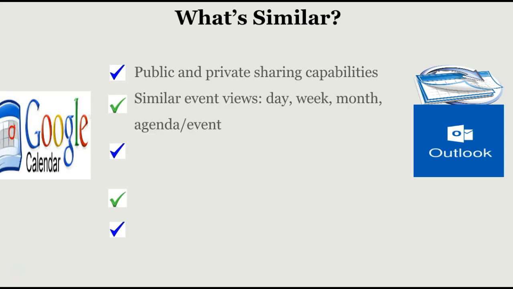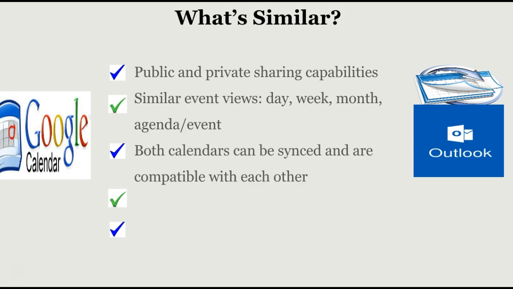Both of them have the same front view of the day, the week, the month, and the agenda or the event. Also, both calendars can actually be synced, and are very compatible with each other. For example, if you have an iPhone and you have an Outlook account and a Google account, if you update the Outlook calendar, those updates will most likely be reflected later on in a Google calendar. So these two are very compatible with each other, and that is a very good thing.